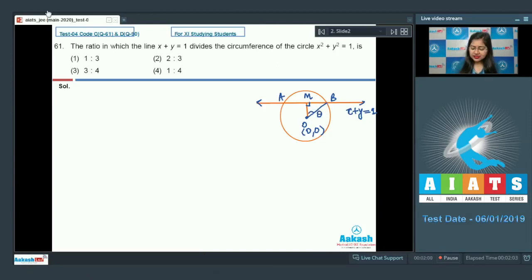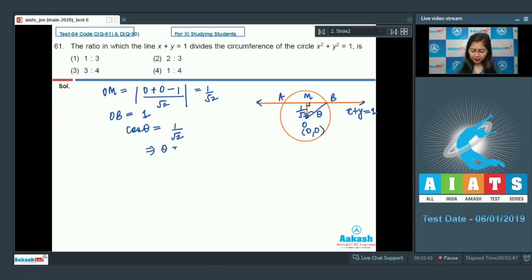So let us find the distance of point O from the line, that is OM, equal to mod of 0 plus 0 minus 1 upon under root 2, which is equal to 1 upon root 2, right? So the value of OM is 1 by root 2, and the value of OB, that is the radius of the circle, is 1. So this length OB is equal to 1. Hence we can find the value of theta from here, that is cos theta is equal to OM, that is 1 by root 2 upon 1. So we can say that the value of theta is equal to pi by 4.